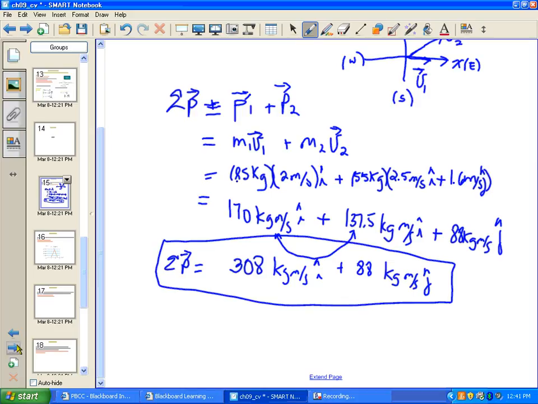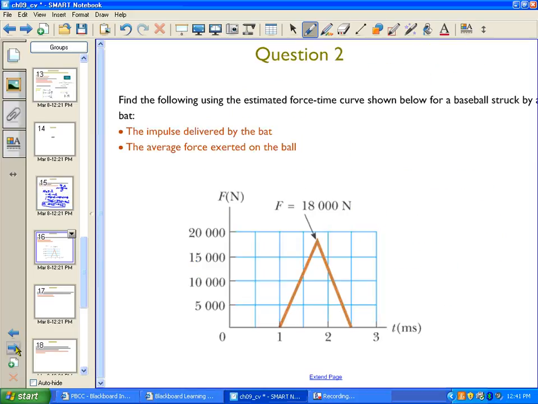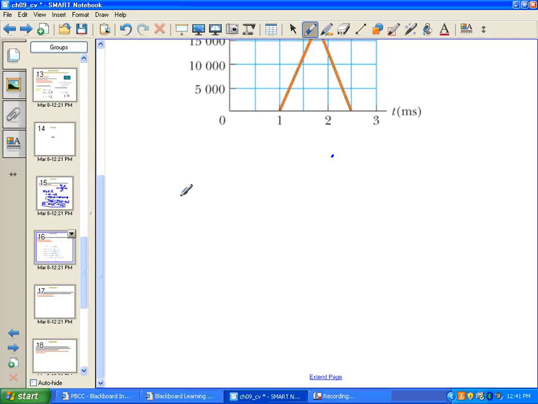Let's look at question number 2. Here, find the following using the force time curve, which is shown below for a baseball that is struck by a bat, and determine the impulse delivered by the bat and the average force exerted on the ball. So in other words, here the impulse is delivered by the bat, and that impulse is the force which is exerted on the ball over a certain time period. Now, the thing is this, when we define impulse, we wrote it in 2 ways.